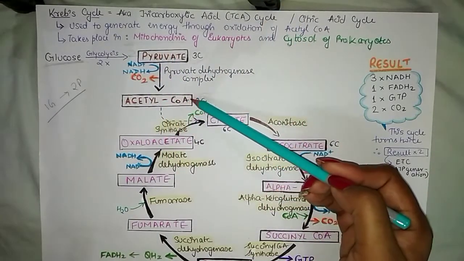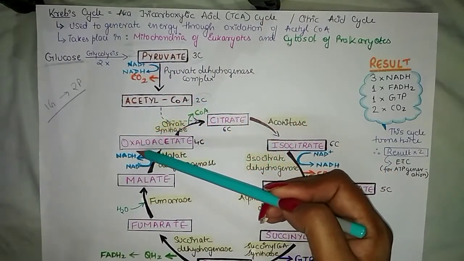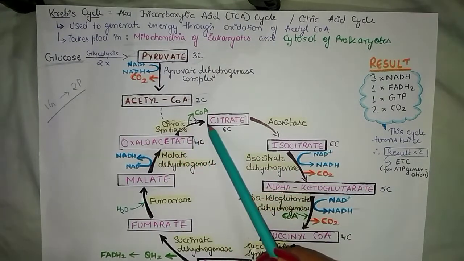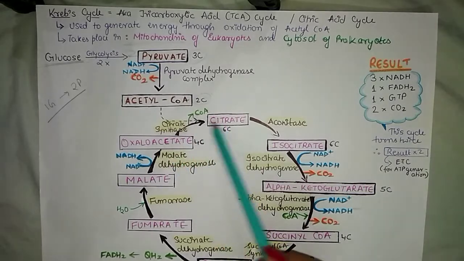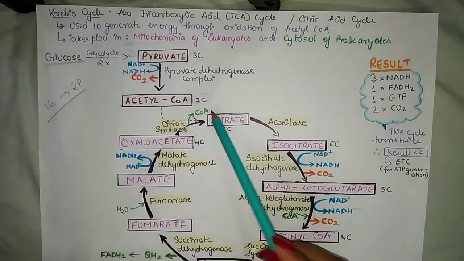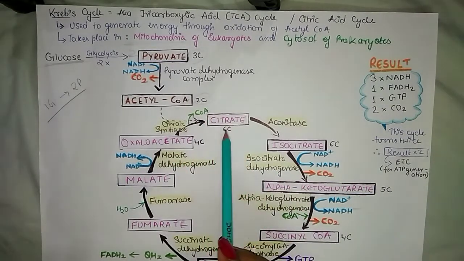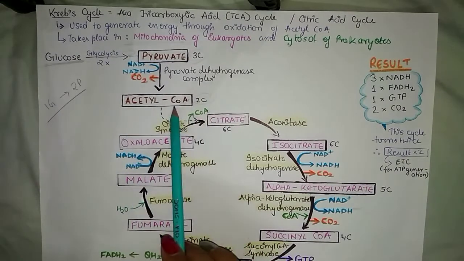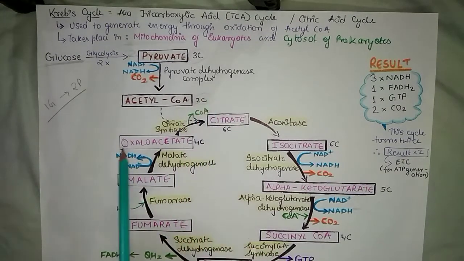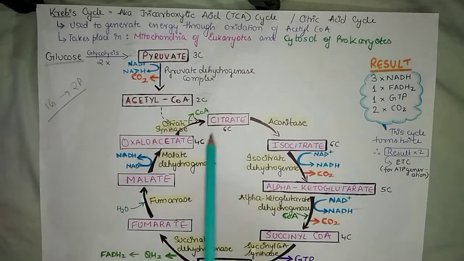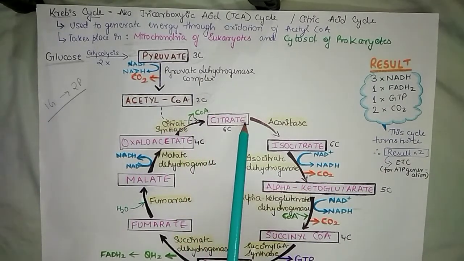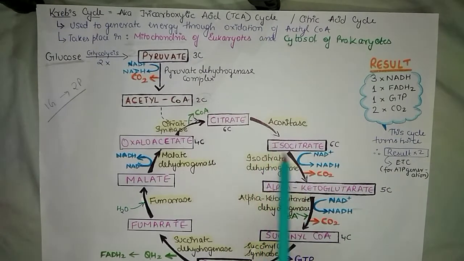Acetyl coenzyme A will react with oxaloacetate and give citrate in the presence of the enzyme citrate synthase. During this reaction, coenzyme A will be released. Citrate is a 6 carbon molecule, because acetyl coenzyme A was a 2 carbon molecule and oxaloacetate was a 4 carbon molecule: 4 plus 2, 6. Now this citrate will be converted to its isomeric form isocitrate in the presence of the aconitase enzyme.